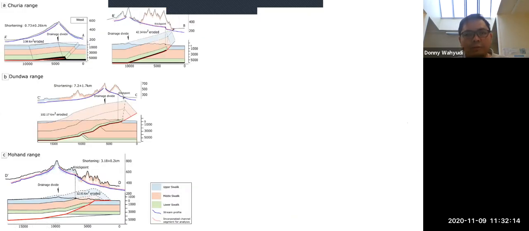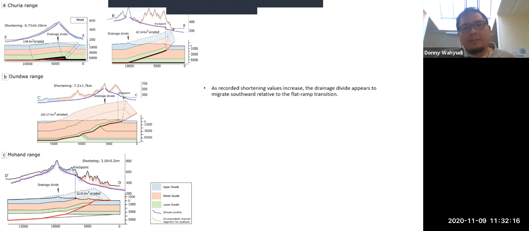So, going back to this figure. If we look at the position of the drainage divide relative to the ramp position, it looks like as the shortening values increase, from the Churia range to the Dunwa range, the drainage divide appears to migrate southward relative to the flat ramp transition. So it tends to migrate in this direction.